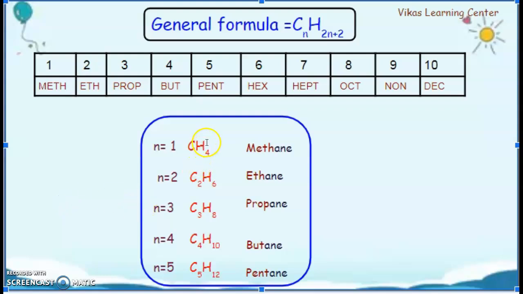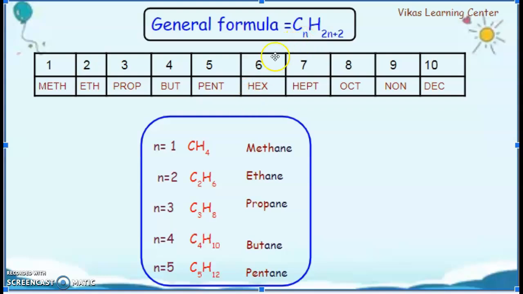Like C1, H4, C2, H6. If it is 3, it is 8. If it is 4, it is 10. If it is 5, it is 12. Don't you think it follows a particular rule, that is the formula CnH2n+2?